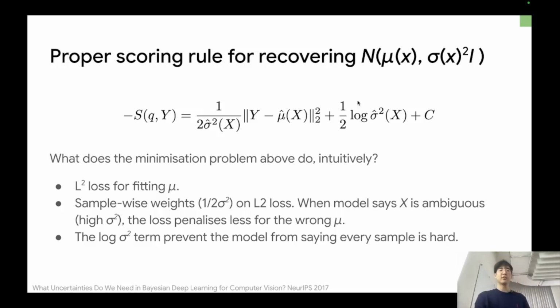So in a sense, this second term gives you a budget on how much uncertainty in general you can assign to any point. The role of the model is then to make a smart choice on which samples to pick a higher value of sigma, and on which samples to pick lower values of sigma. And the fact that this is a proper scoring rule ensures that after all these complex choices the model makes, it is encouraged to recover the true distribution, the true mu of x and the true sigma of x.